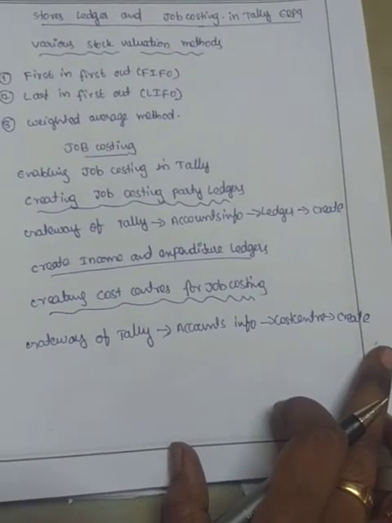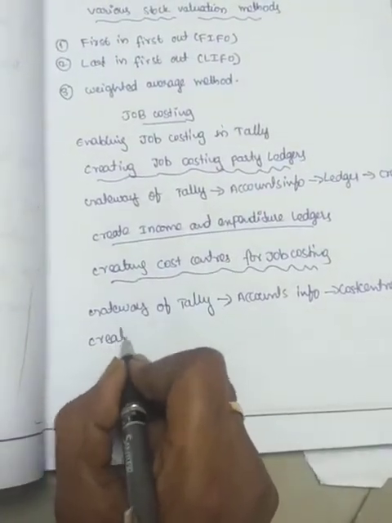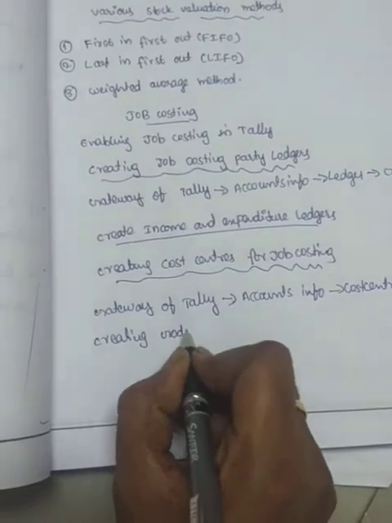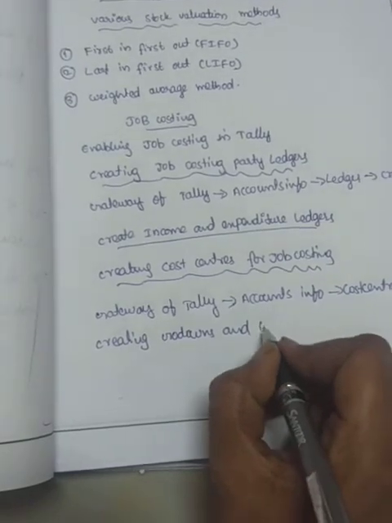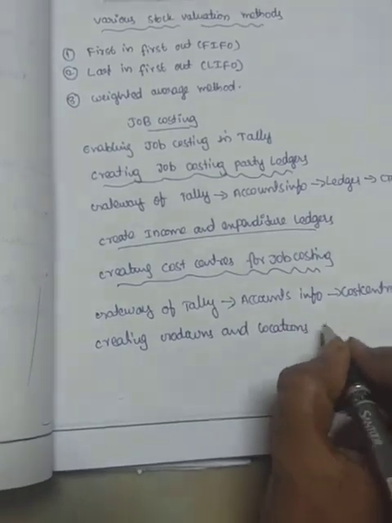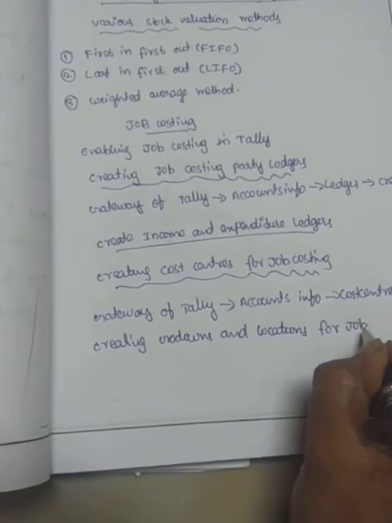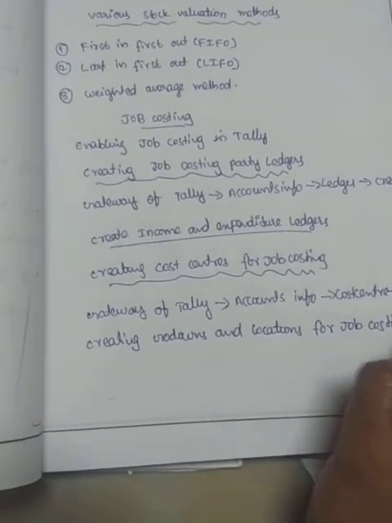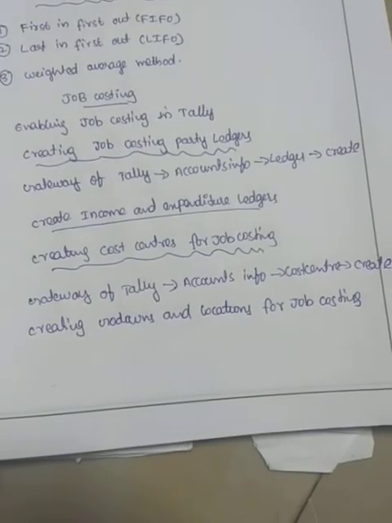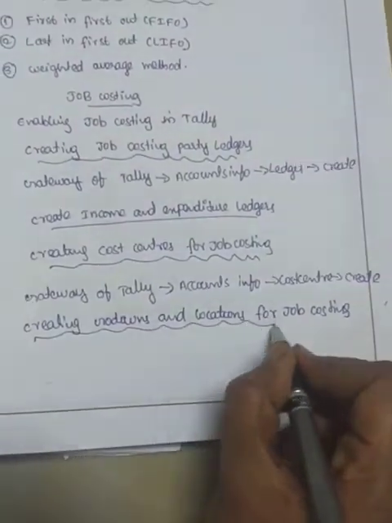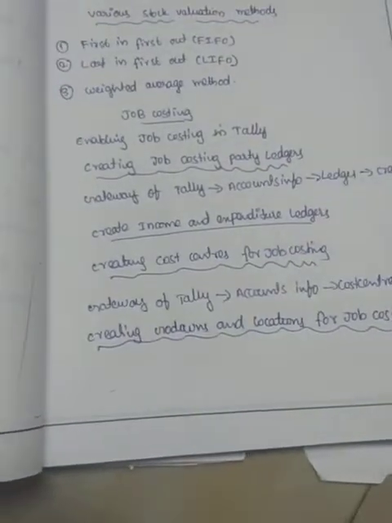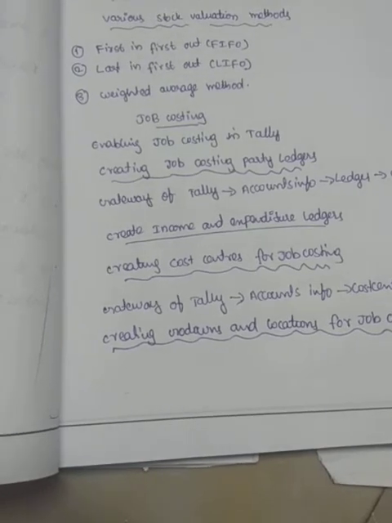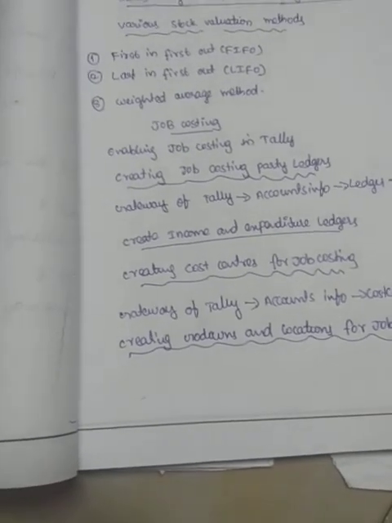Next, creating godowns and locations for job costing. Here, first we have already enabled the creating godowns option in the F11 features.